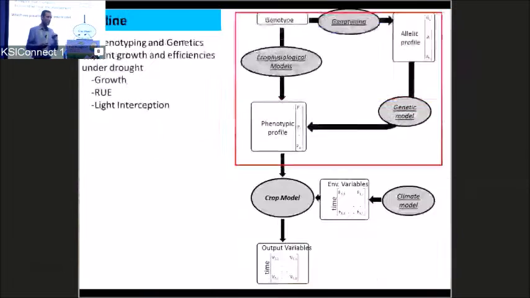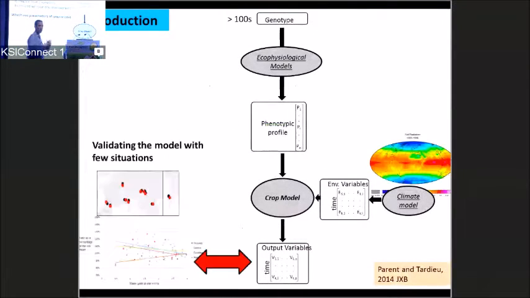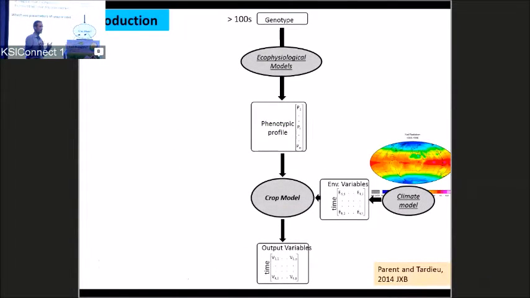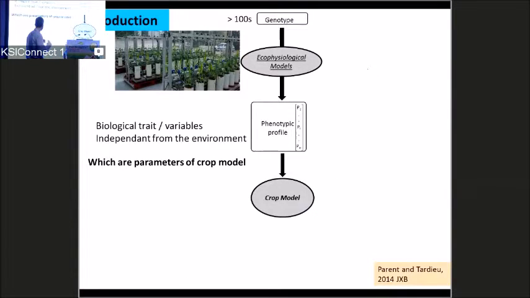These traits we will insert into a crop model to simulate what their effect will be. It means that this trait or variable also has to be a parameter of a crop model. That means that we really need parallelism between the models that we use for phenotyping and the small modules, small pieces of model, that are inserted into the crop model.